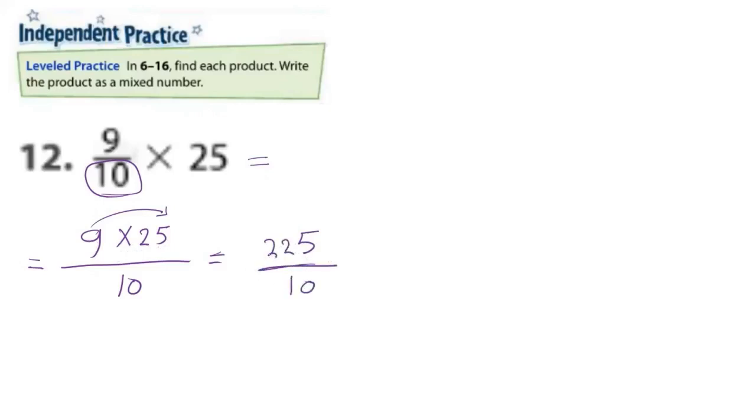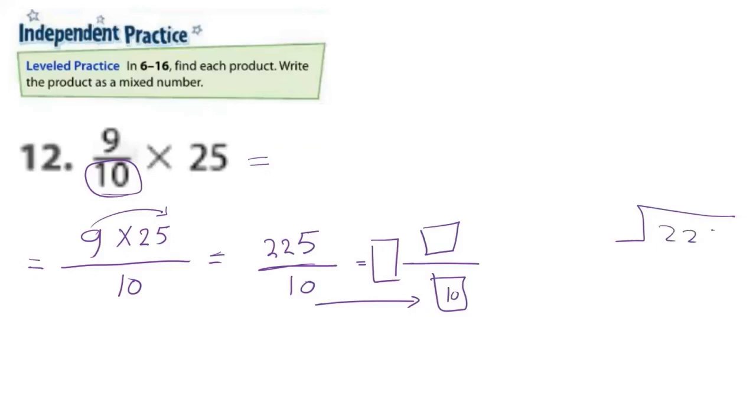22 and 5, 225 over 10. Okay, this is an improper fraction. This improper fraction needs to be a mixed number: whole number and fraction. Drop this 10 as it is and make long division for 225 divided by 10. I think 22 is the appropriate answer. The remainder here will be 5. So I will write here 22 and here is 5 over 10.